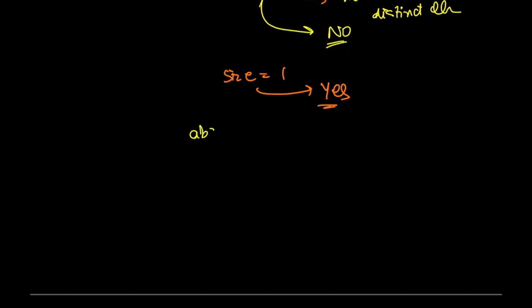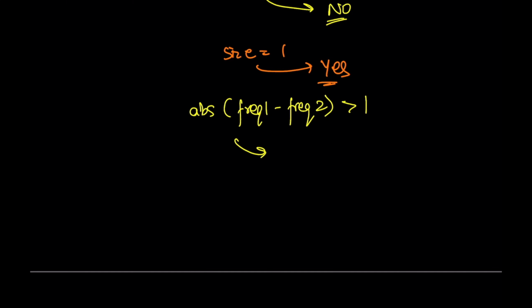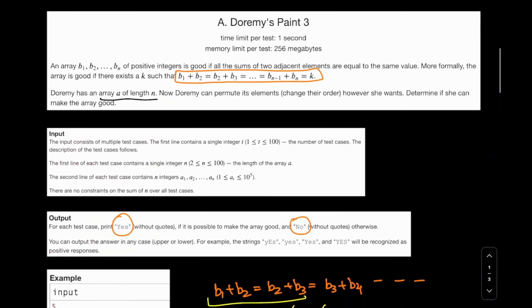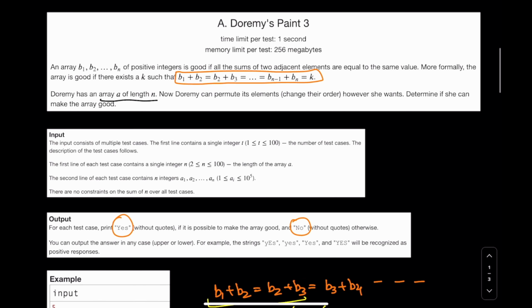So if the absolute difference of frequency 1 and frequency 2 is greater than 1, that means one of the frequencies is less than n by 2 and one is quite greater than n by 2. So in that case we won't be able to get a single k value. That's why in this case we'll have the answer no, else we'll have the answer yes. I think you got the approach. So let's move on to the coding part now.